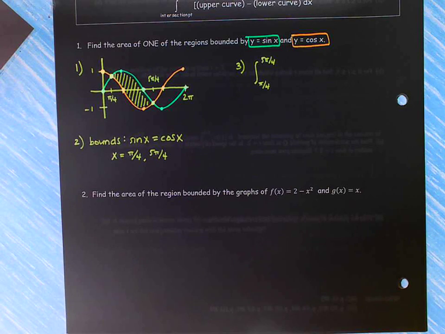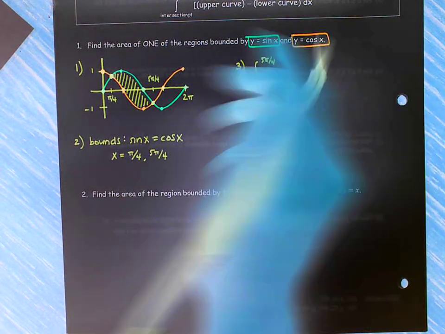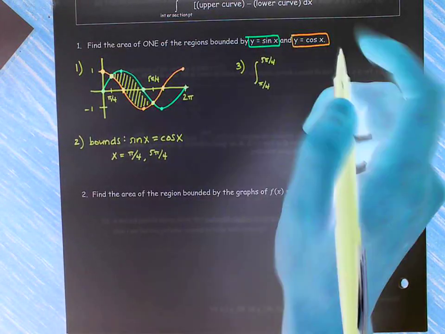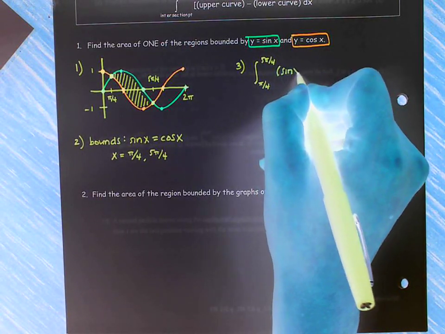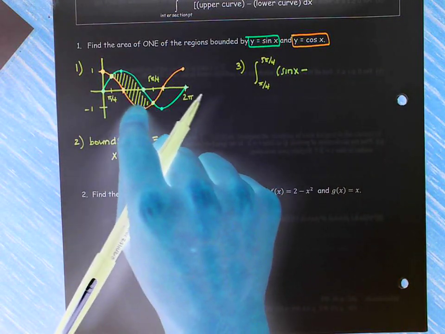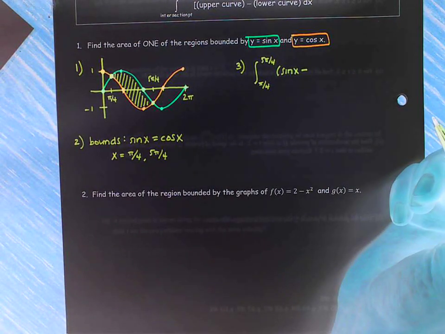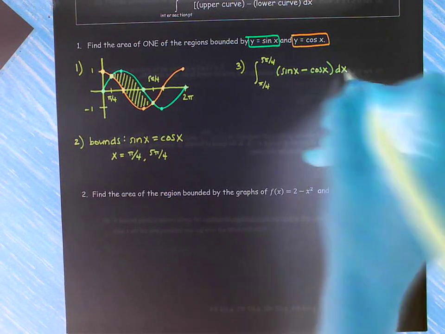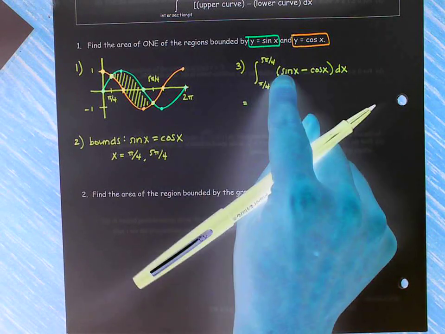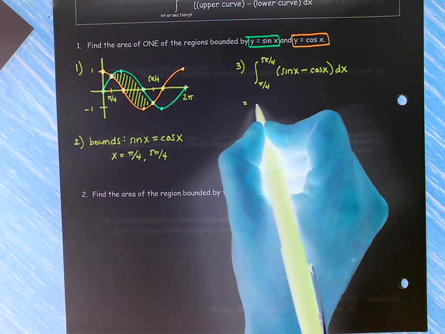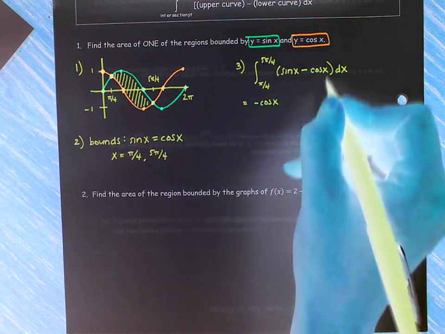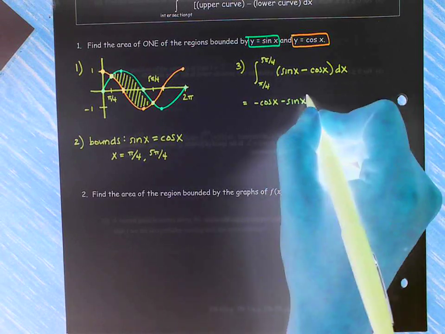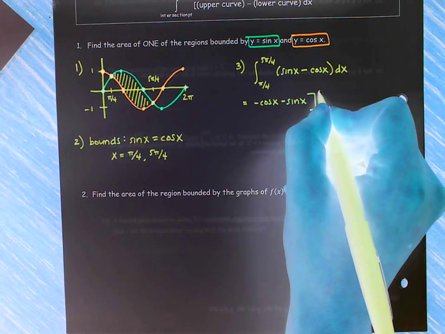Okay. So this is here. And I want my upper curve. The way I have this, you can see that my pink is the top curve, so it's going to be sine of x, minus my lower curve, which is the blue. Or sorry, for you guys, I guess it looks more orange, is cosine of x. Okay, now I'm just going to evaluate. If I integrate sine of x, I'm going to get negative cosine of x. If I integrate cosine, I'll get sine. And then I'm evaluating from pi over 4 to 5 pi over 4.